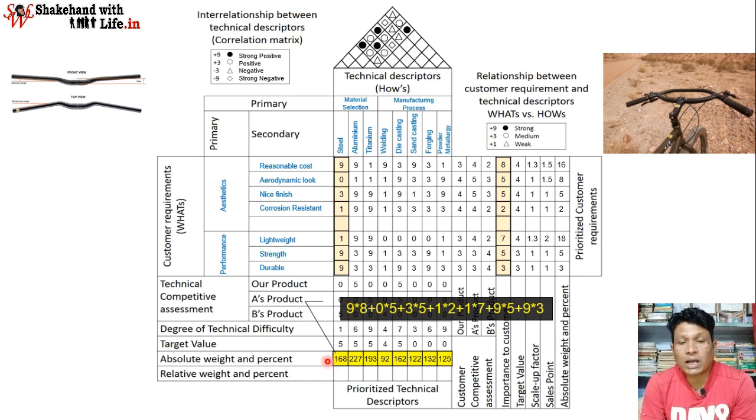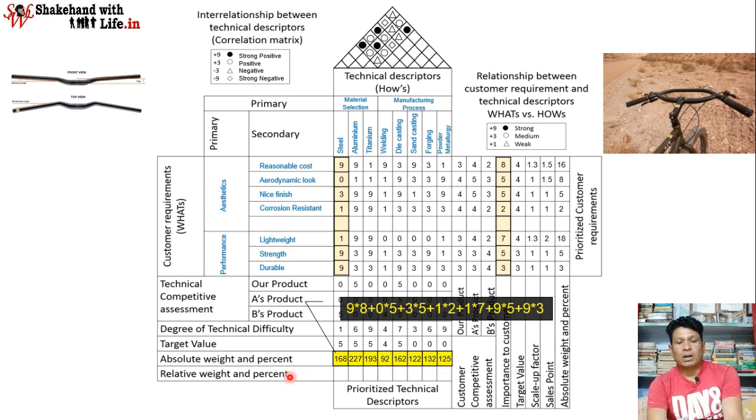And similarly, we can calculate the absolute weight for aluminium. We get 227, and for titanium it is 193, and similarly for manufacturing processes we can get the absolute weight. For welding it is 92, for die casting it is 162, for sand casting it is 122, for forging it is 132, and for powder metallurgy it comes out as 125.